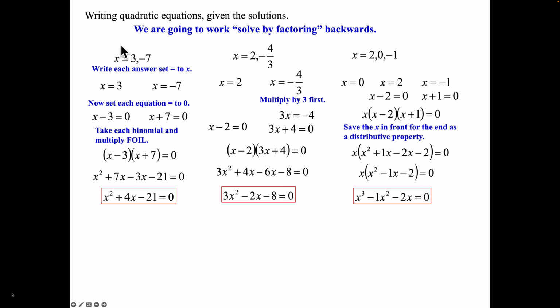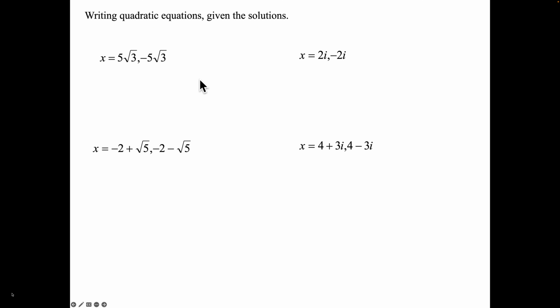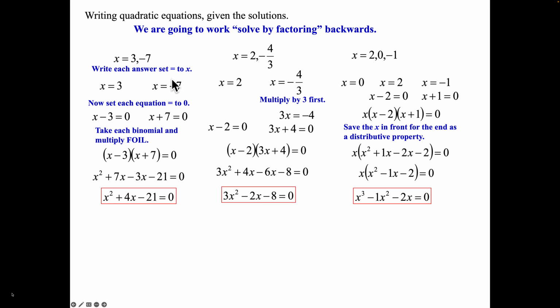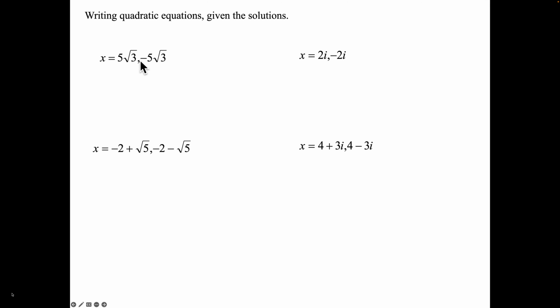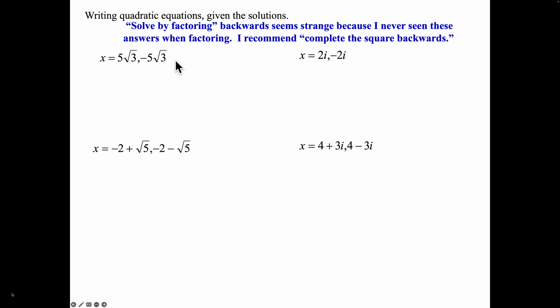All right, again, rational values. Now we're going to look at irrational and imaginary. These you cannot do by this technique of doing your factoring backwards. You've never factored anything and got square roots in your answers or imaginary numbers in your answer. But what you have done is complete the square and got these answers. So we're going to complete the square backwards.